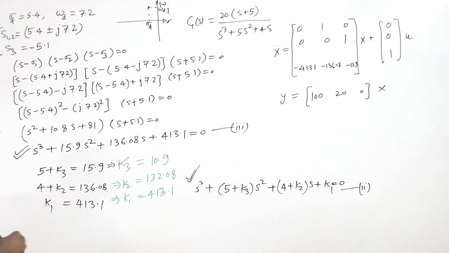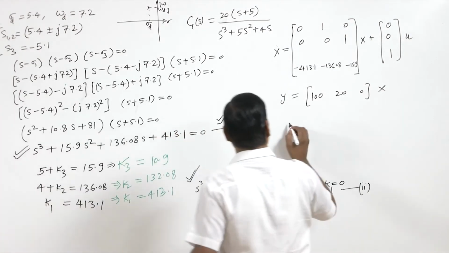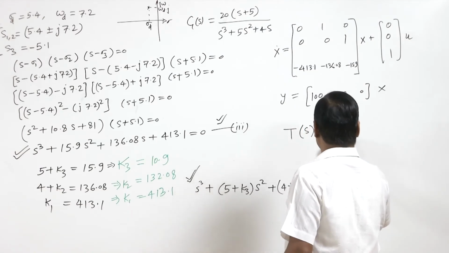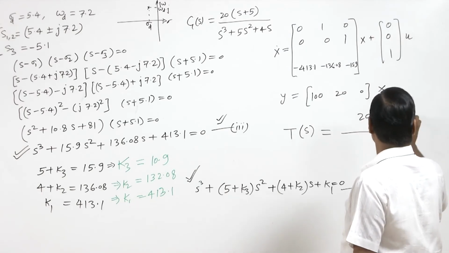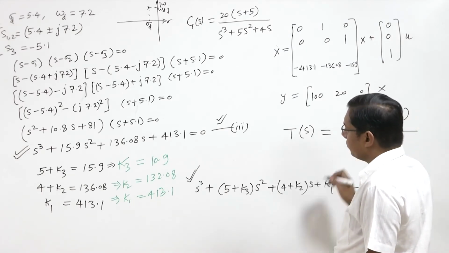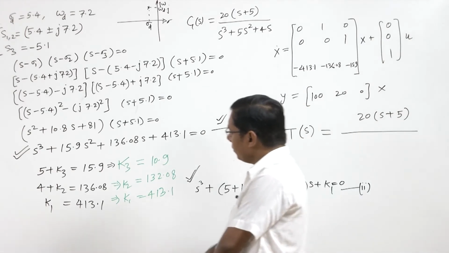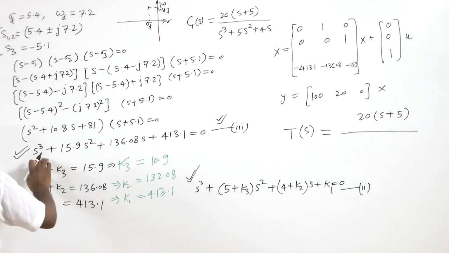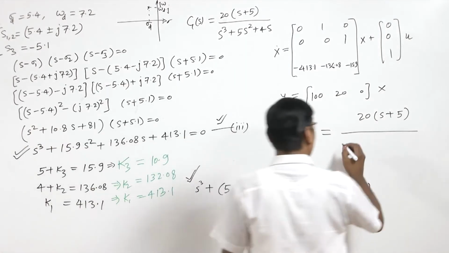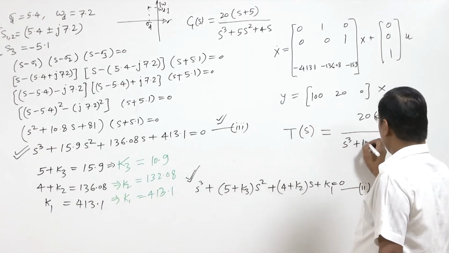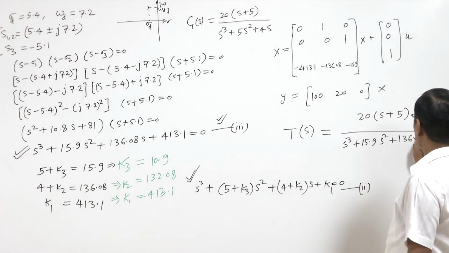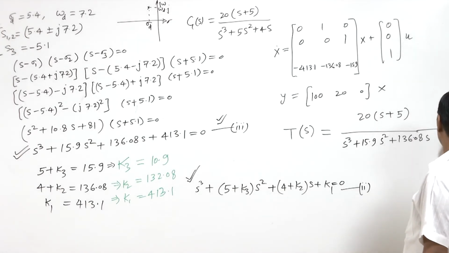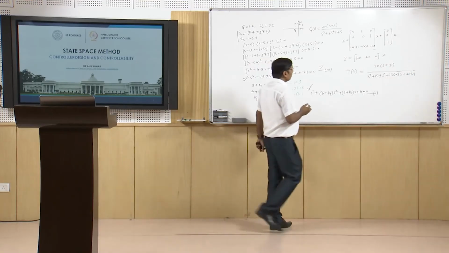And the transfer function, because this is the characteristic equation, we can write transfer function. So transfer function is 20s plus 5 upon, here we have, this is the characteristic equation, so we can write s cube plus 15.9 s square plus 136.08 s plus 413.1. So these are the systems.